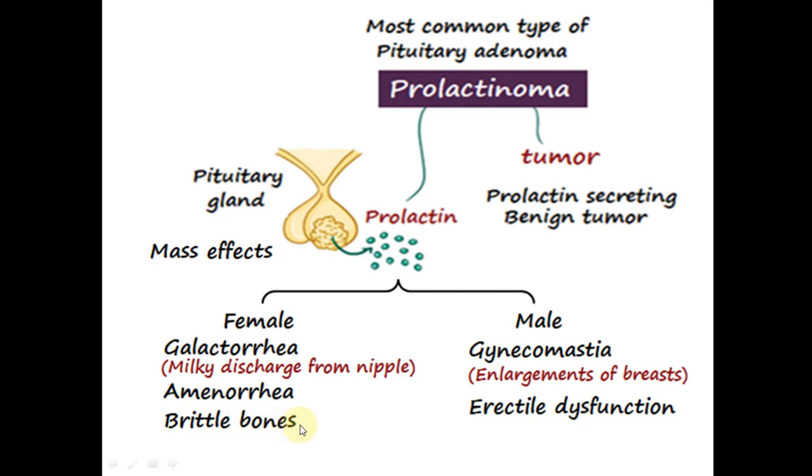Now, in the males, excess prolactin secretion will cause enlargement of the breast. The condition is known as gynecomastia. Also, with the inhibition of testosterone from the male testicular tissue, the excess prolactin may cause sexual problems, for example, erectile dysfunctions.